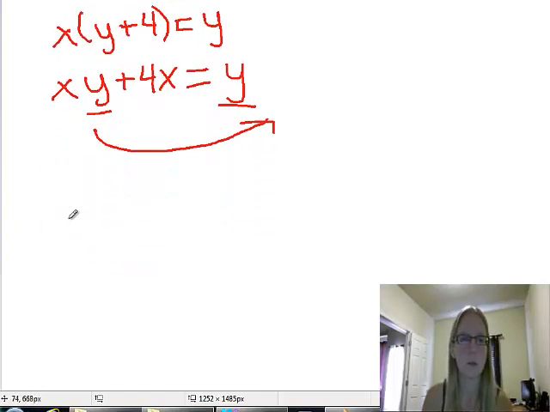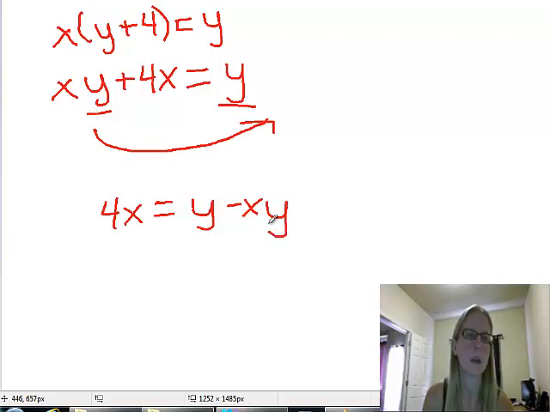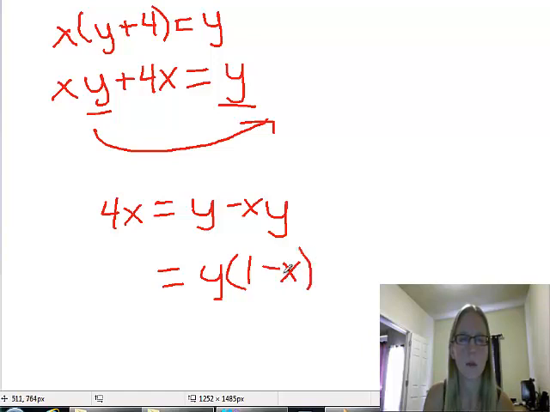So if I do that, I'll end up with 4x equals, and now I have a y minus the x times y. Because again, I took this xy and I brought it to the other side of the equal sign. And then on the other side of the equal sign, you'll notice I've got two different y's, which means there's a y in common. So if I factored out the y, I would be left over with 1 minus x. And I still have a 4x on the other side.